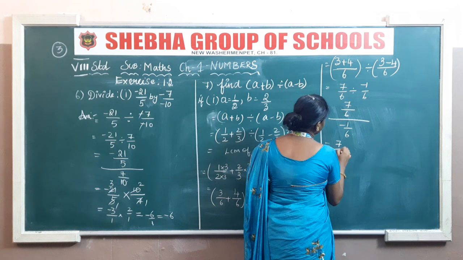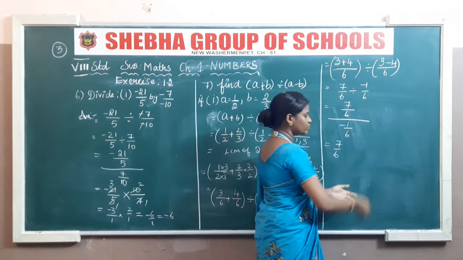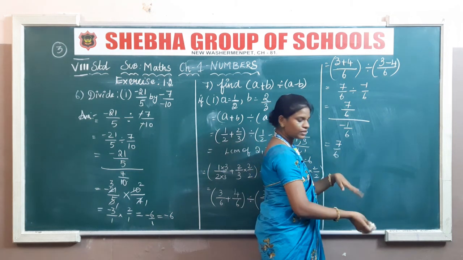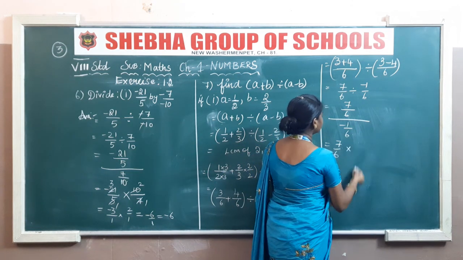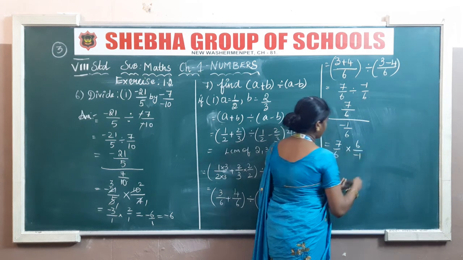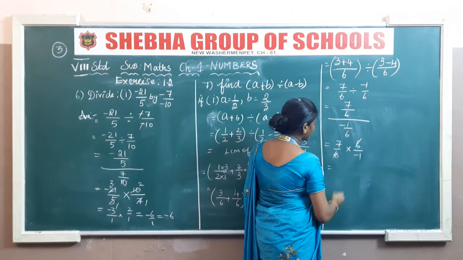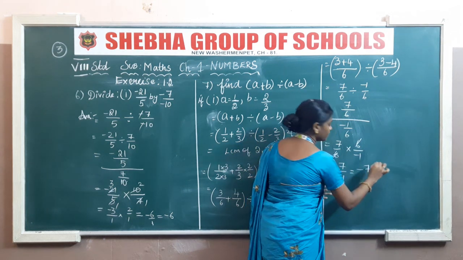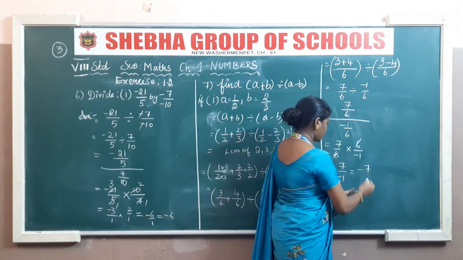Then 7 by 6. When we take the reciprocal, the denominator comes to the numerator and the numerator goes to the denominator. So we write 6 by minus 1, and 6 and 6 should be cancelled. 7 by minus 1 is nothing but minus 7. Okay. So we write minus 7.